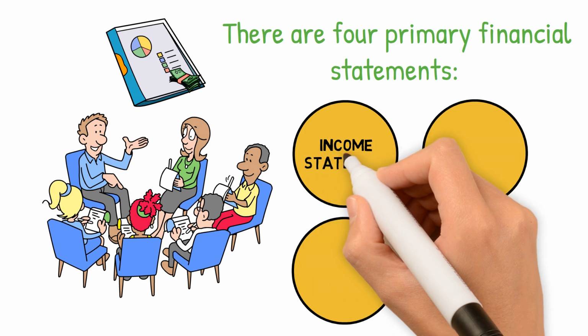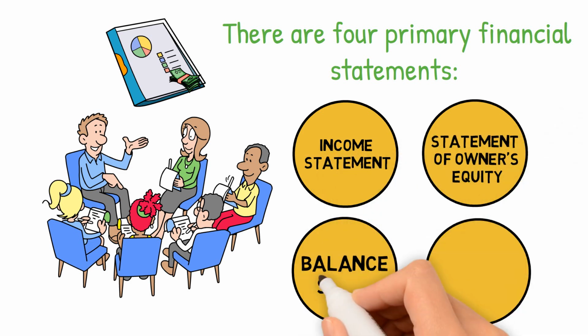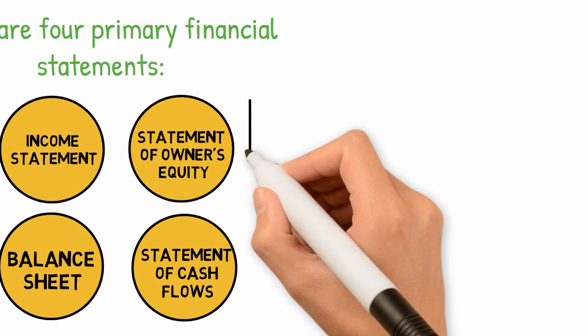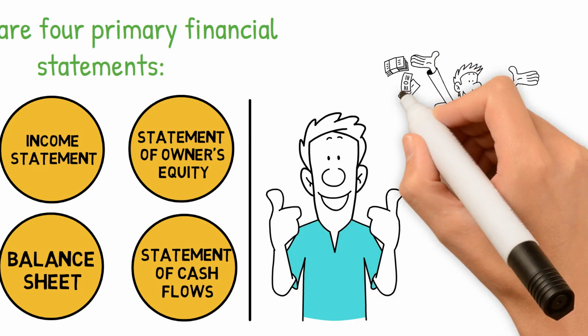1. Income statement. 2. Statement of owner's equity. 3. Balance sheet. 4. Statement of cash flows. Each of these statements serves a unique purpose, but together they paint a complete picture of a company's financial position. Let's start with the income statement.